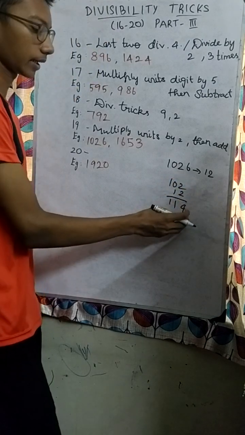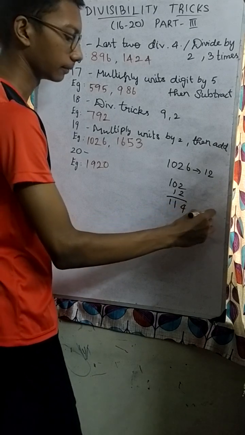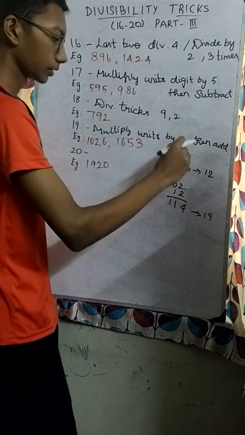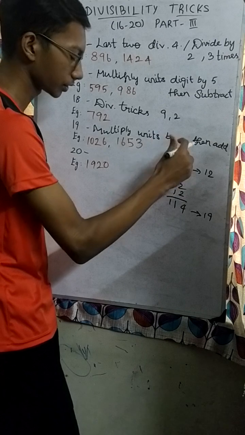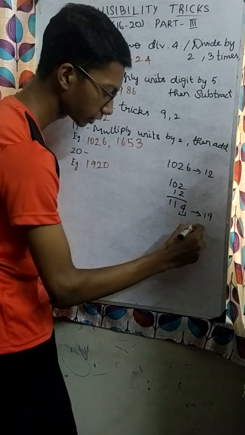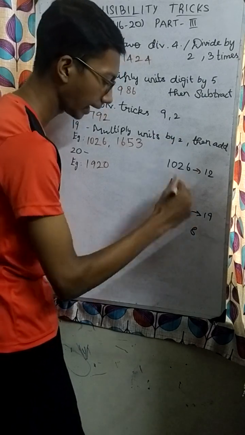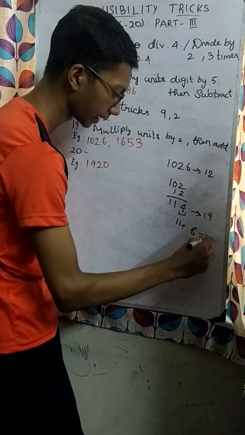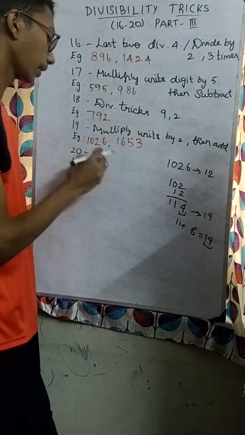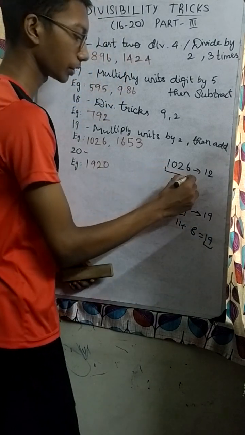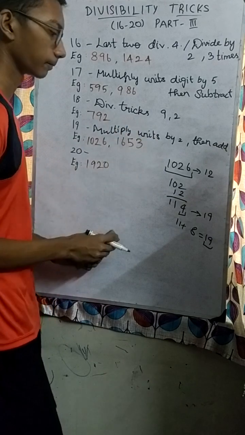We cannot say directly if this number is divisible by 19. So again apply this divisibility trick. Multiply units digit by 2. That is 4 times 2 is 8. Then add. So 11 plus 8 gives 19. 19 is divisible by 19. So 1026 is also divisible by 19.